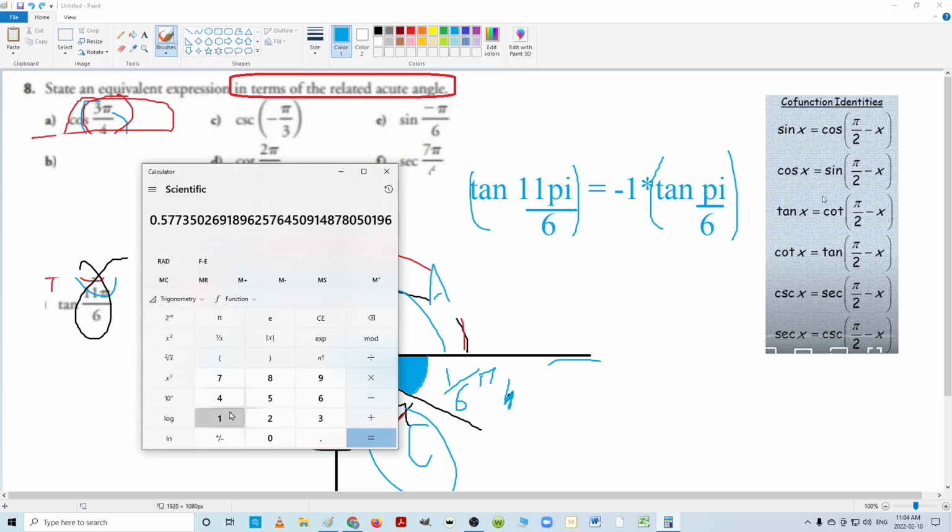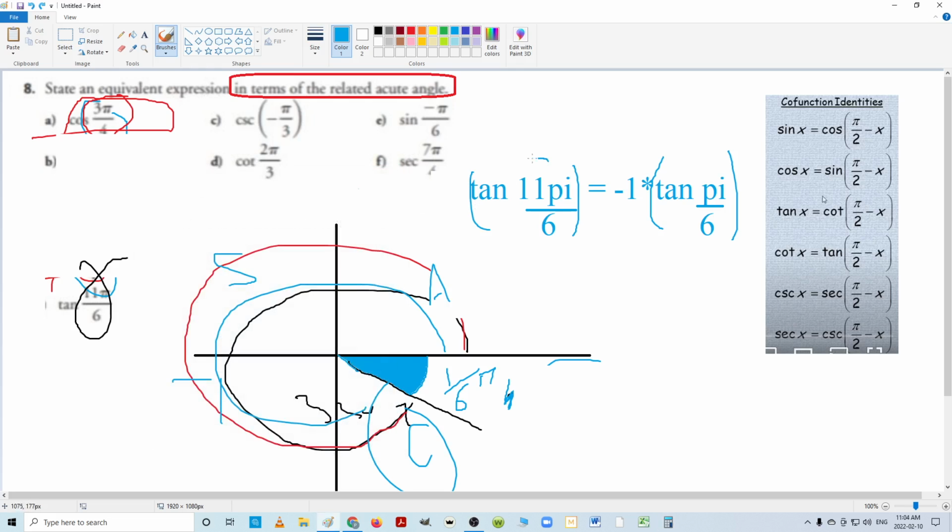Now I'm going to take 11 divided by 6 times pi equals. Now I'm going to take the tan of that. And I get the negative version of the same number. So that means, to make this equivalent, I would have to multiply it by -1.